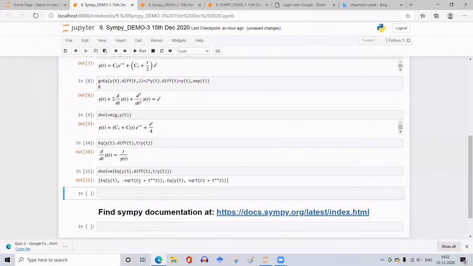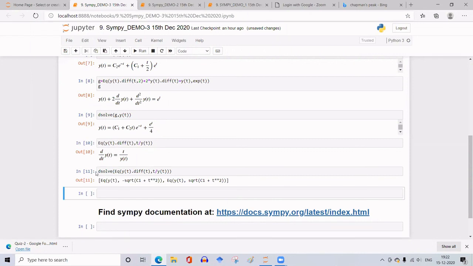That is square root of C1 plus t square. There are two roots for this. One is minus square root of C1 plus t square, and the other one is plus square root of C1 plus t square. So this is directly what I have given to DSolve.